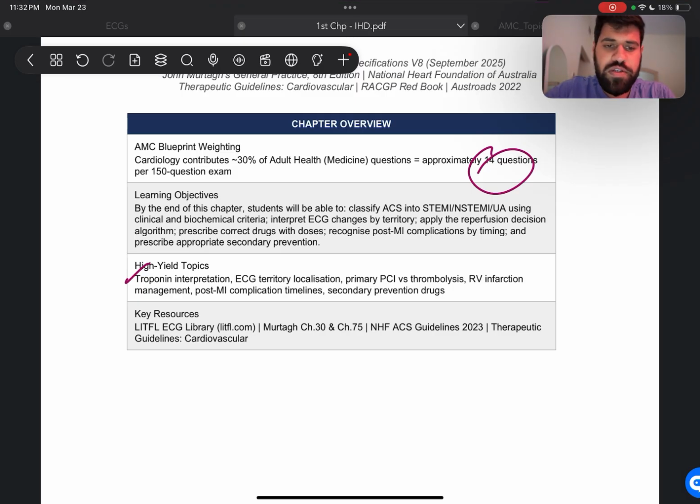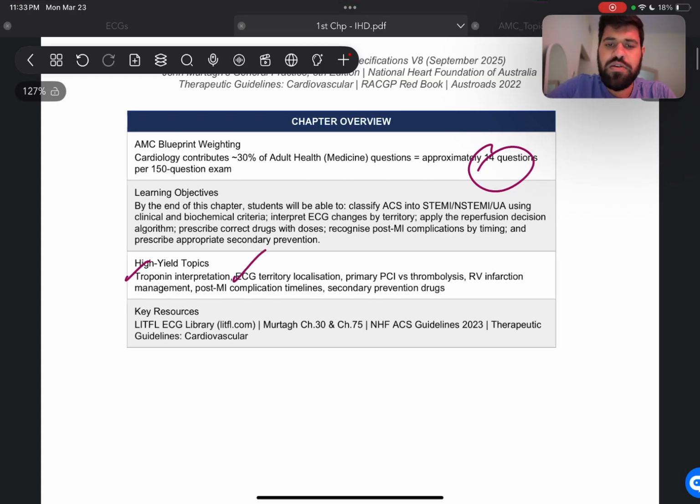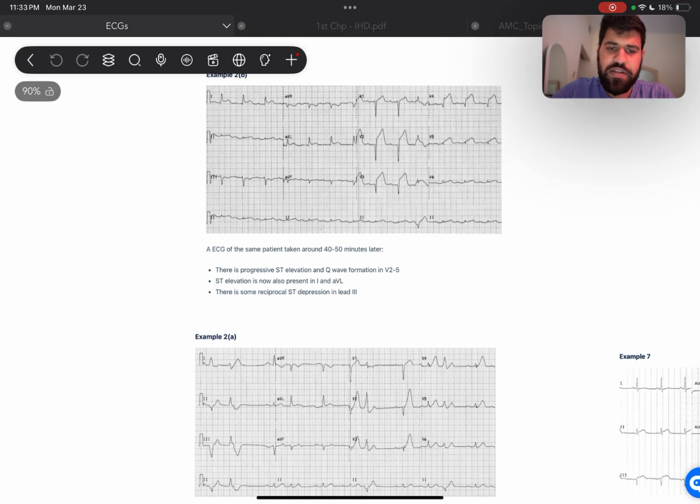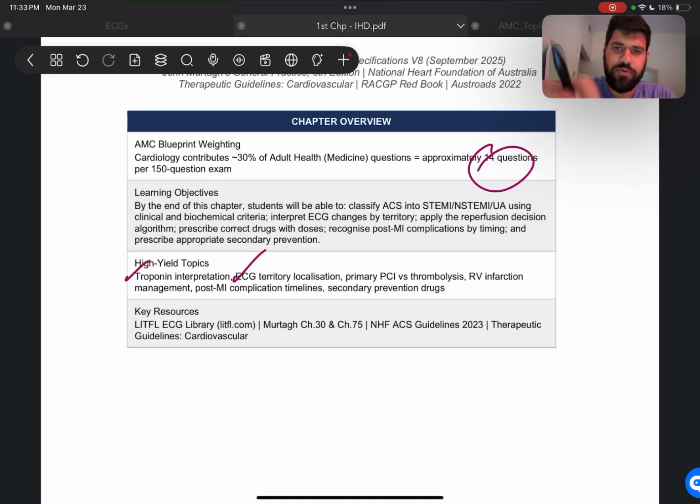I've seen multiple questions from it, especially the troponin measure being normal in the first few minutes, but then later on deteriorates or increases, and you need to know that time period. We'll be covering that as well. Then ECG territory localization, if it's anterior, lateral, inferior, or lateral only, and we'll be going over those as well. I have a few ECGs over here that go over all of these different sections, and we'll be going over those as well.